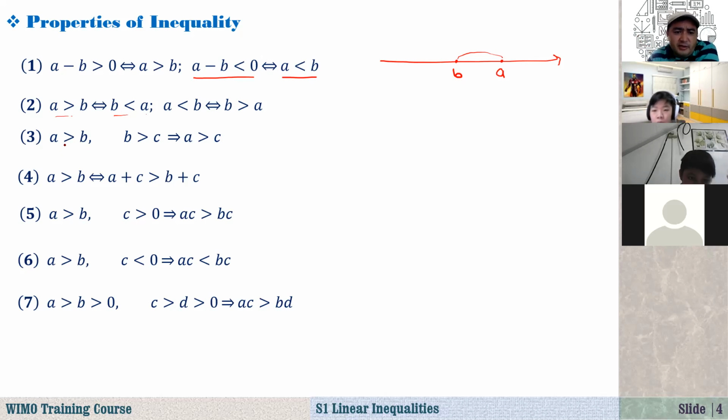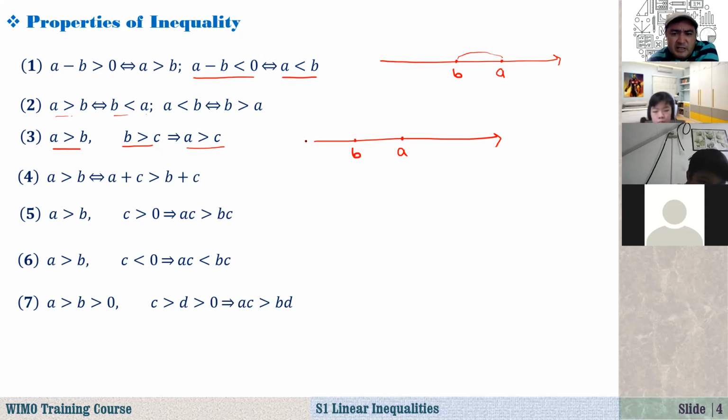All right. How about the next one? Number 3: if A is greater than B and B is greater than C, that means that A is greater than C. Again on the number line, for example, let's say A is greater than B. What does it mean? That means that this is B, and here we have A. A is positioned to the right of B. And how about B is greater than C? That means that B is positioned to the right of C.